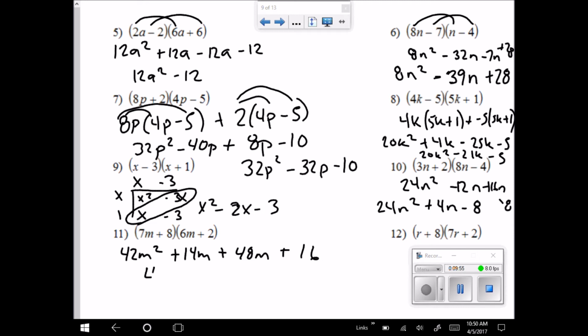Combine your like terms, we'd have 52m? No, 62m, right? Yeah. 48 plus 14, 10, 58, and then add 4 would be 62. Plus 16.